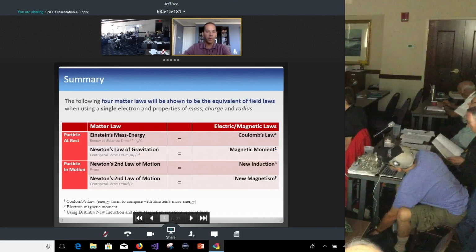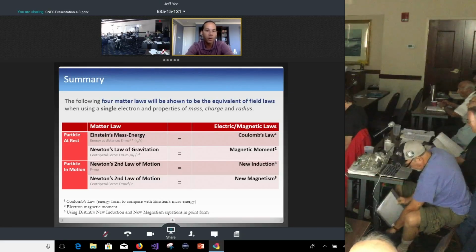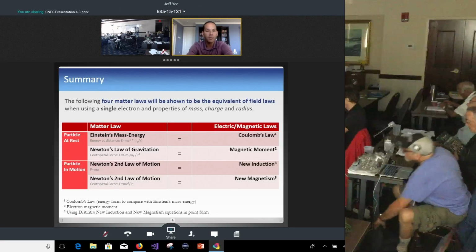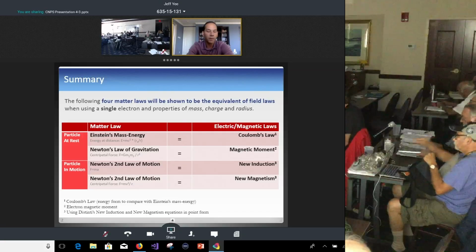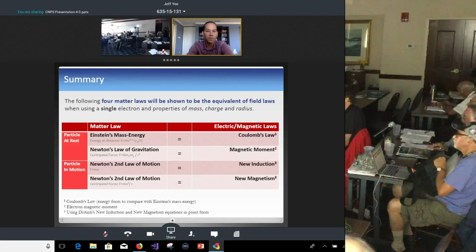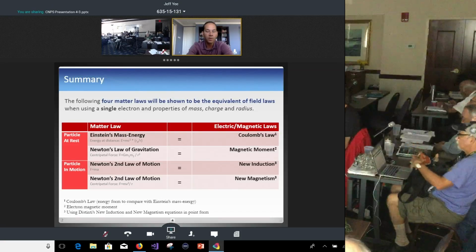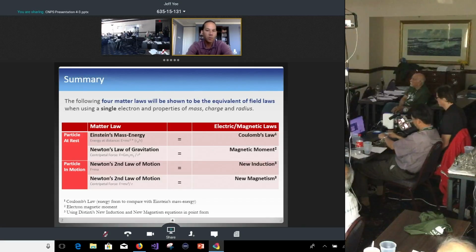So first, a quick summary of what I'll be covering today. In our presentation, we will show that 4 matter laws will be shown to be the equivalent of field laws. And the matter laws you can see on the left side include Einstein's mass energy equivalence and 3 of Newton's laws. And they are related to electric and magnetic laws: Coulomb's law, the electron's magnetic moment, and new induction and new magnetism, which comes from Robert Vistinti.